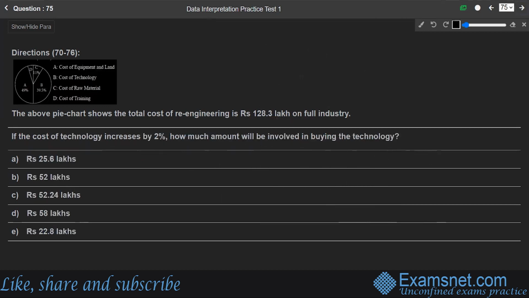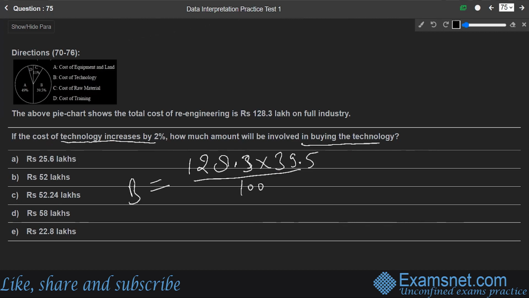Now, the cost of technology increases by 2%. How much amount will be involved in buying the technology? Let us see the cost of technology. Cost of technology was B, that is 39.5%. We have already calculated it in the last question, but let us solve it again. 128.3 is the total value, and 39.5% of it will be the cost of technology. As we already solved in the last question, that is 50.7 lakh rupees.